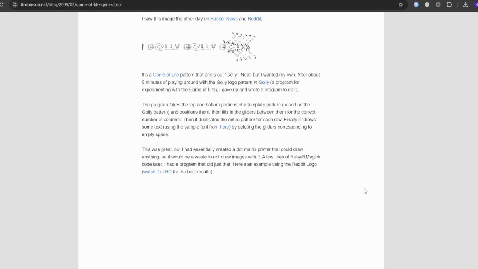In 2009, inspired by the glider logo pattern, Tom Robinson made a script which, given an arbitrary string, can create a pattern that can continuously output the text on the screen in the Game of Life. Pretty neat, right? But he took it even further. Using the same principles he used for the text, he can get any SVG into the Game of Life.